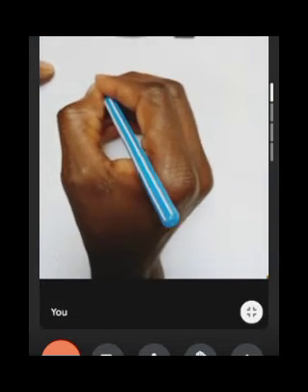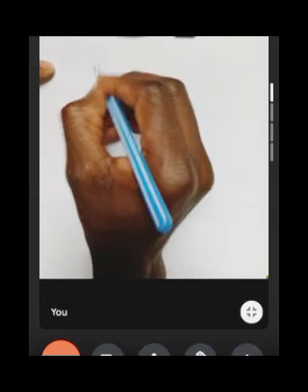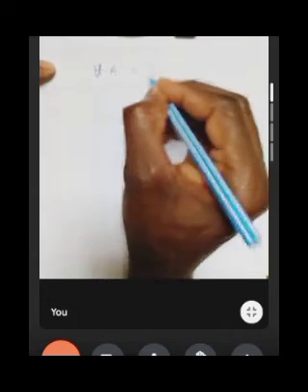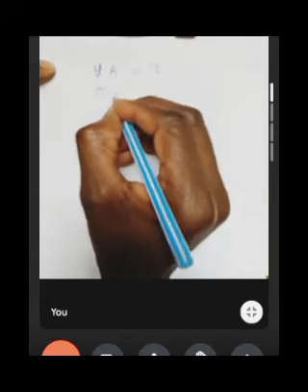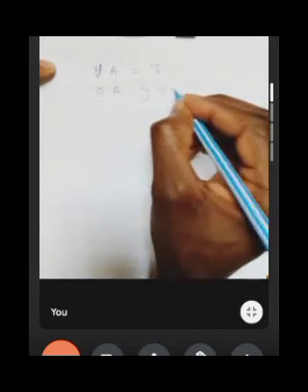So look, we have the vertical asymptote, we are saying it has to be equal to 3. Then the oblique asymptote, we are saying y is equal to what? x minus 1.